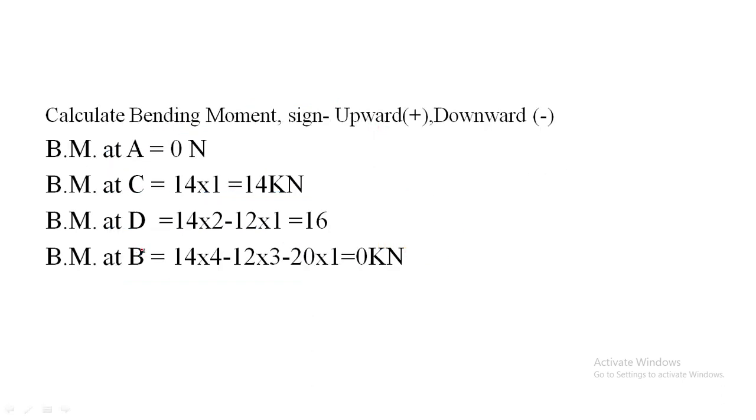Then calculate the bending moment values. For calculating the bending moment, the sign convention is that upward forces are considered positive and downward forces are considered negative. First, the bending moment at A is 0. Second, the bending moment at C is 14 into 1, that is 14 kilonewton meter. Bending moment at D is 14 into 2 minus 12 into 1, which is 16 kilonewton meter. Bending moment at B is 14 into 4 minus 12 into 3 minus 20 into 1, which is equal to 0 kilonewton meter.